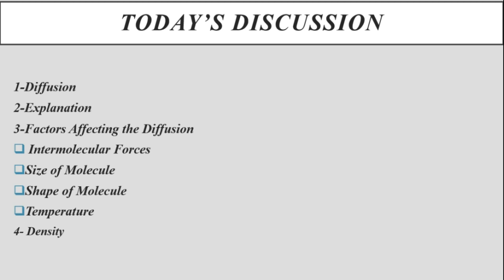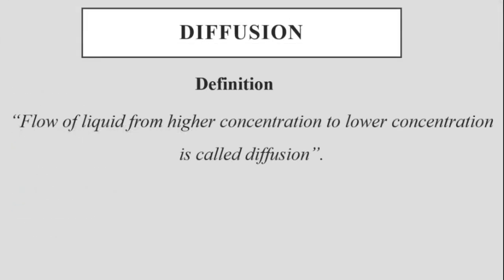In the size of the molecule we will discuss the larger molecules and smaller molecules, and the next one is the shape of the molecule, and in the shape of the molecule we will discuss two things. Number 1 regular shape of the molecule and irregular shape of the molecule. Next one is the temperature, effect of the temperature on the diffusion, and the fourth one is the density of the liquid. First of all, we will see what is the diffusion.